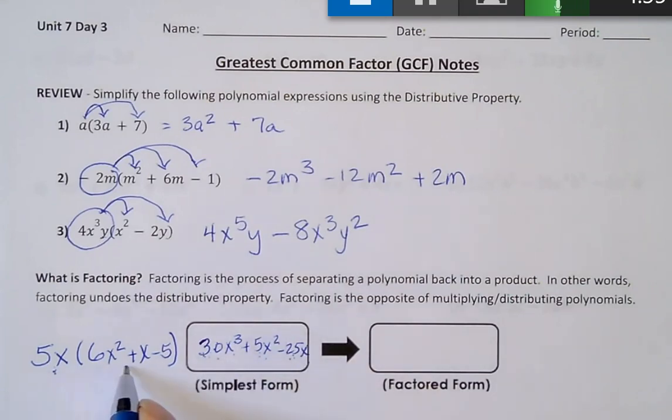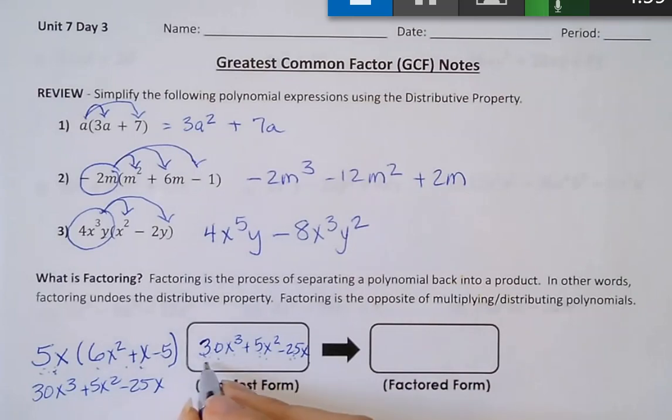When I factored out what I could, I was able to pull a 5x out, and it left me with 6x squared plus x minus 5. I'm just going to double check and make sure that that really did work, and I'm going to distribute this back out again. So 5x times 6x squared is really 30x cubed. 5x times x is going to be really 5x squared. And 5x times negative 5 is negative 25x.